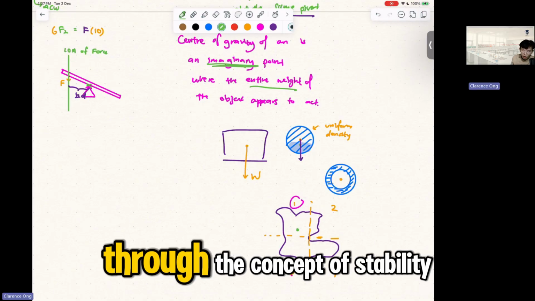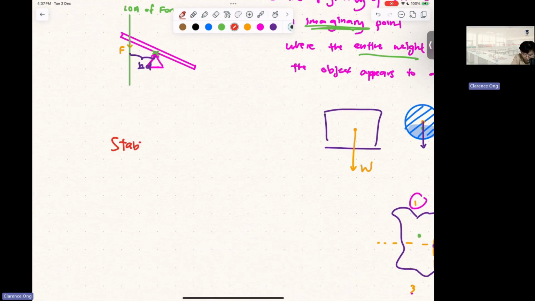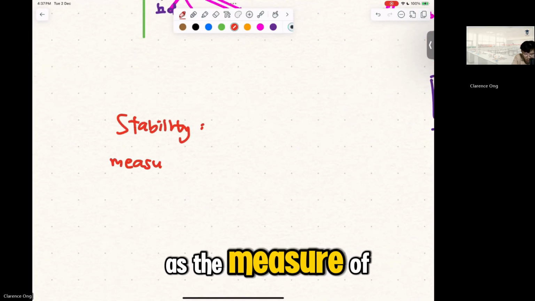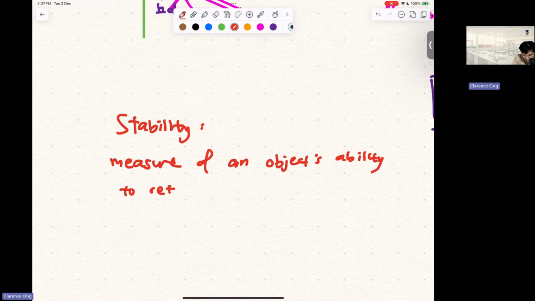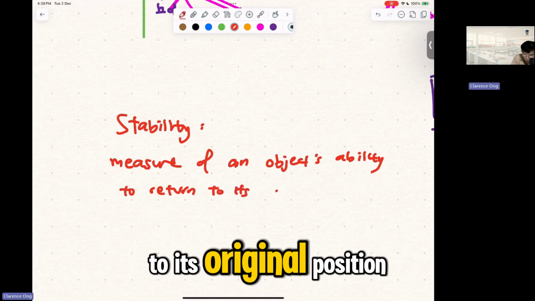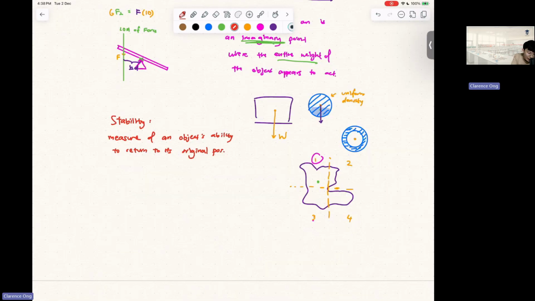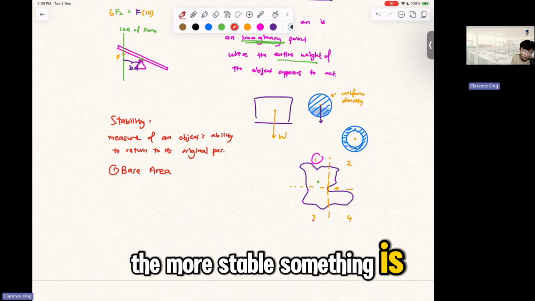Lastly, I want to go through the concept of stability. Stability is defined as the measure of an object's ability to return to its original position. There are 2 factors affecting stability. Number 1 is the base area. So the wider the base area, the more stable something is.